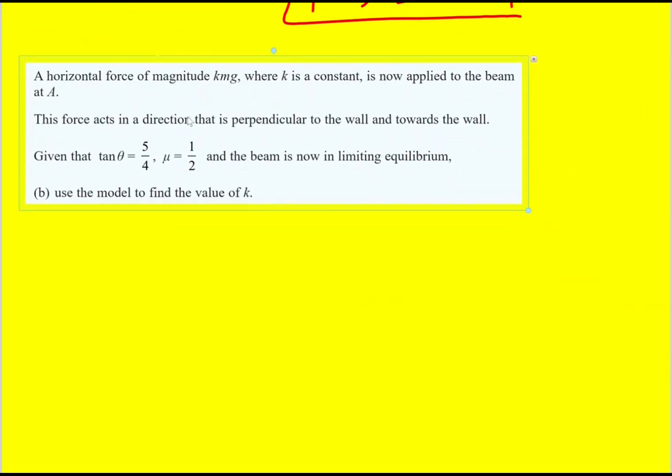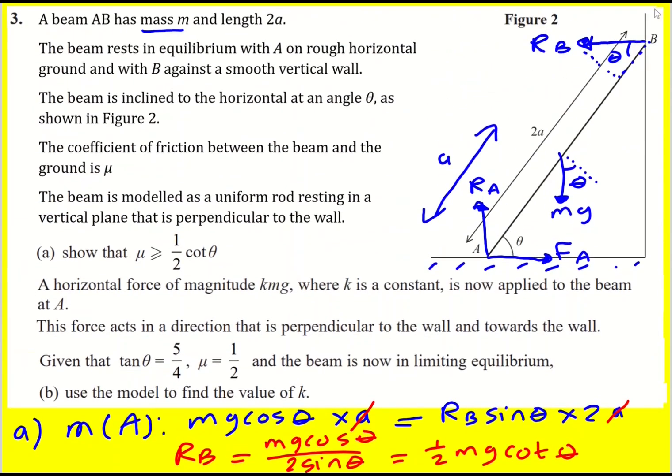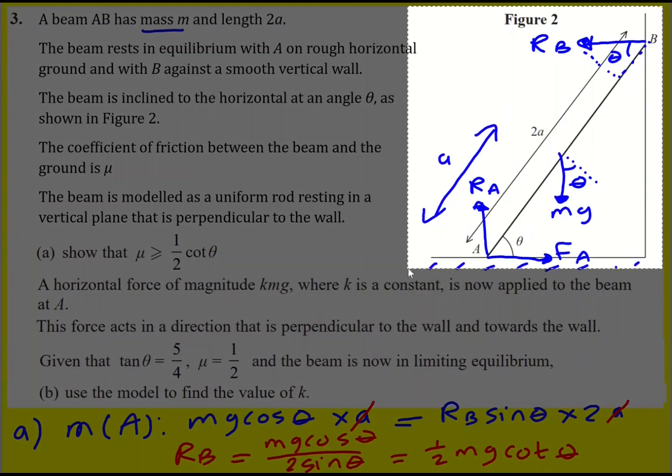Now for the second part. A horizontal force of magnitude kmg is now applied to the beam at A and acts in a direction that's perpendicular to the wall and towards the wall. So let's modify our diagram.